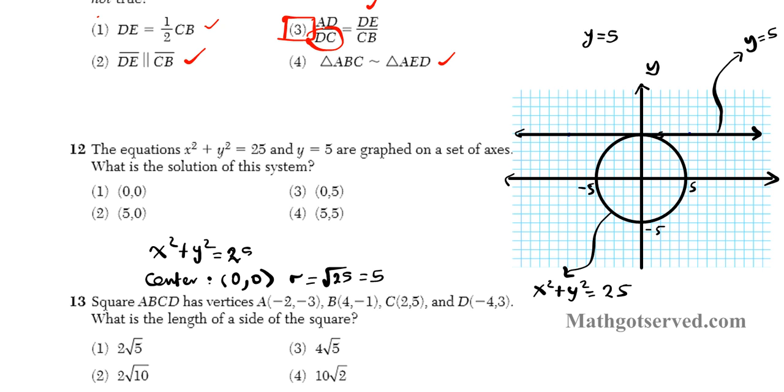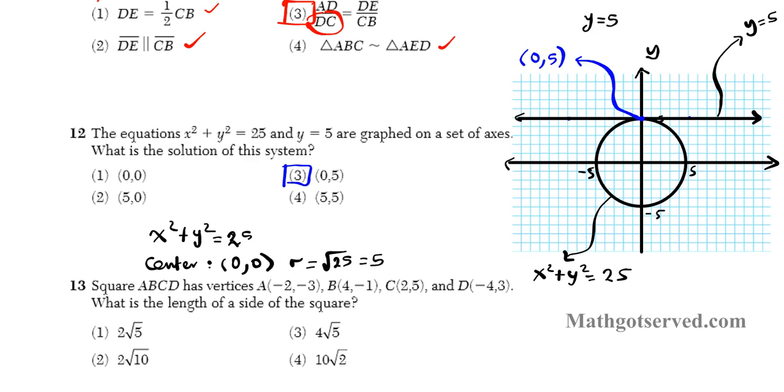So this is a cool graph right here because this line intersects a circle at exactly one point, the point of tangency, which is this point right here. And guess what? That point represents the solution to this system, okay? So what are the coordinates of this point? X is 0 and y is 5. So (0, 5) is the solution to your system of equations. So the answer is option number 3.